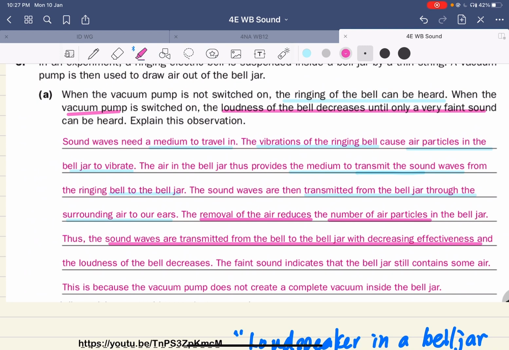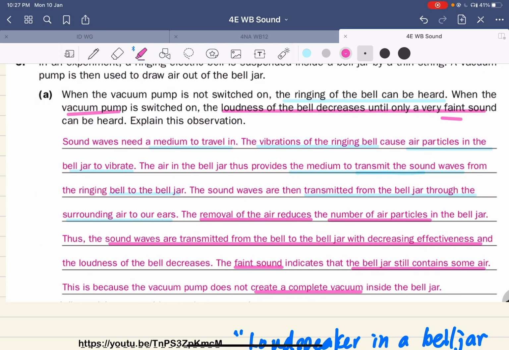But you notice that over here, faint sound is not zero sound. The faint sound indicates that the bell jar still contains some air. It is not a perfect vacuum. This is because the vacuum pump does not create a complete vacuum inside the bell jar. So it is still a partial vacuum, and it still gives out some sound.